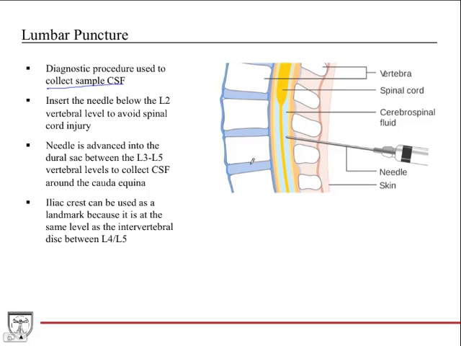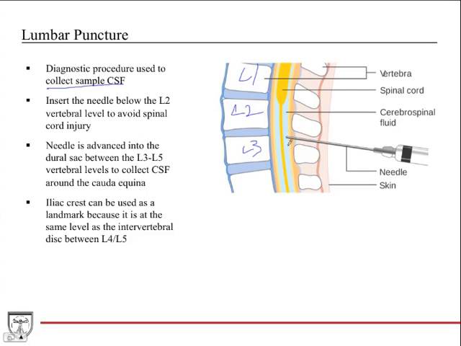So what happens is you insert the needle below the L2 vertebral level. So what's important to remember, we'll say this is L2 here, this is L1 here. You want to insert below L2 because you want to be safe. When you're sticking a needle in someone's back, you do not want to stick it in the spinal cord. That's going to create a lot of problems, as you can imagine. So you're doing that to avoid the spinal cord injury. And then the needle is advanced into the dural sac.